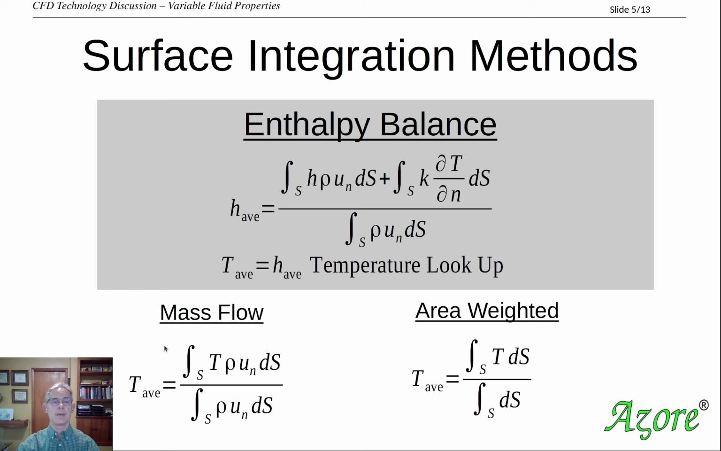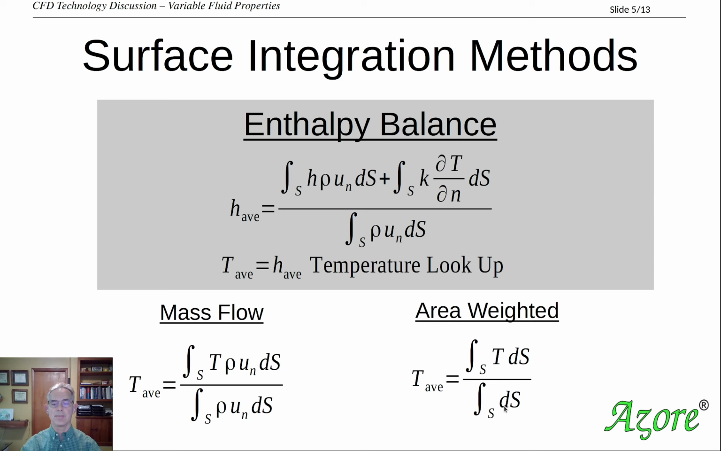Another method would be a mass flow rate weighted temperature, depending on how you want to look at the average temperature. This method takes the temperature at each location and multiplies it by the mass flow rate, and then normalizes it by the total mass flow rate through the surface, and that gives you another average temperature value. Another method would be an area weighted temperature, where you would take the temperature multiplied by the surface area, add that up, and then normalize it by the total surface area. So these are three different methods that you could use to determine an average value on the planes.